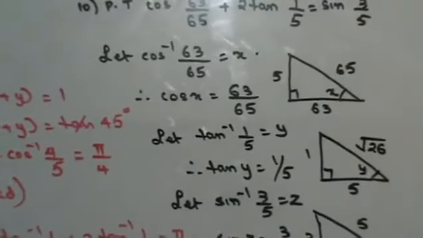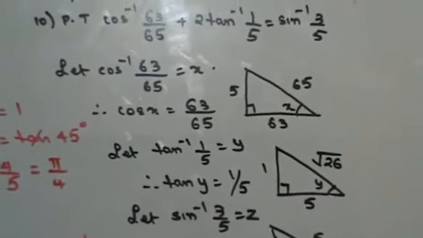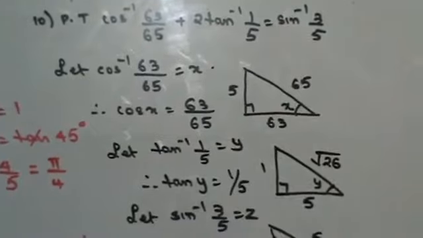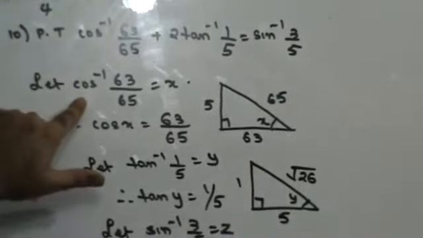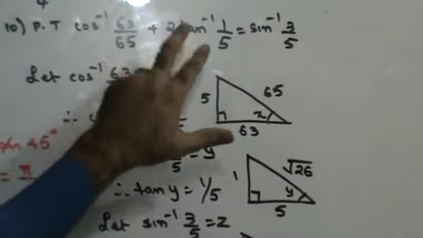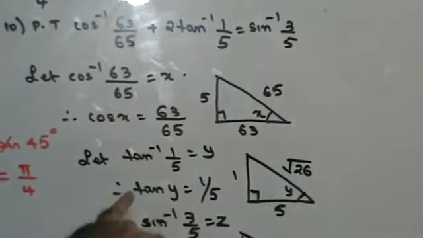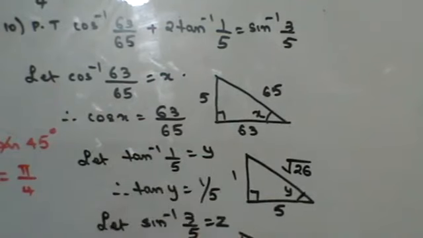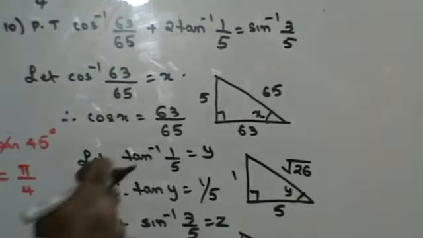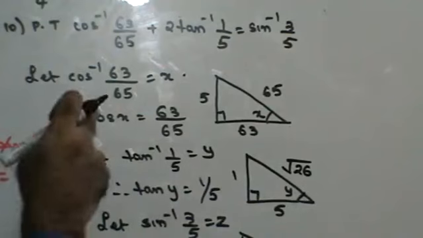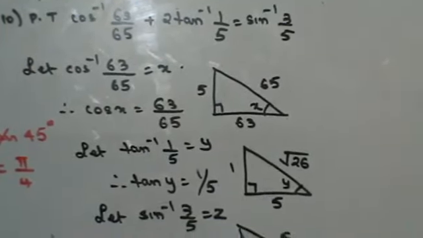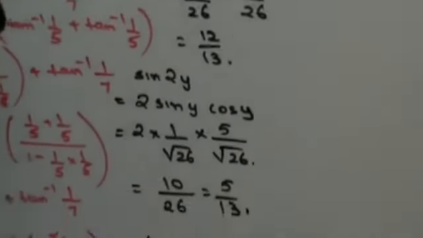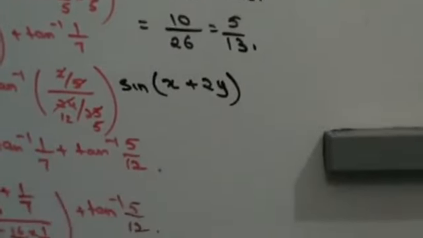I have the sum. If I express it in terms of variable, I need x plus 2y. Cos inverse of 63 by 65, I have assumed as x. Tan inverse of 1 by 5, I have assumed as y. Now what did I tell you? Look at your left hand side and bring the right hand side function. On the right hand side, I have sine inverse. If I bring the sine inverse on this side, this will become sine. So what I'm going to do is, I'm going to try to find out sine of x plus 2y.